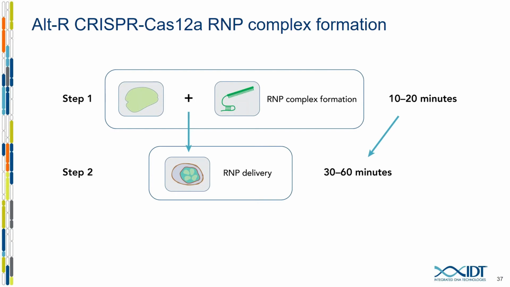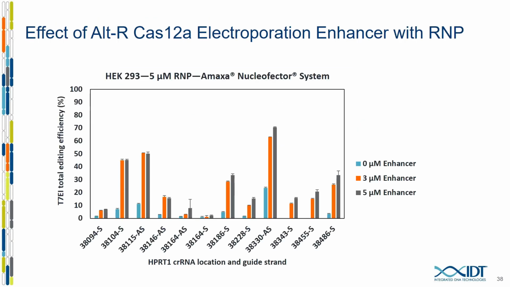And I think it's important to note that when doing your electroporation, we find that this system is actually dependent on an enhancer molecule that we sell. And these are the results demonstrating that fact. In blue, you have gene editing experiments with Cas12a where we don't add enhancer. And then in orange and gray, we have experiments where we do add enhancer. So we highly recommend and require using the enhancer with this system to get good results.